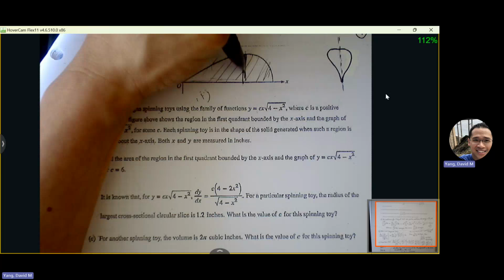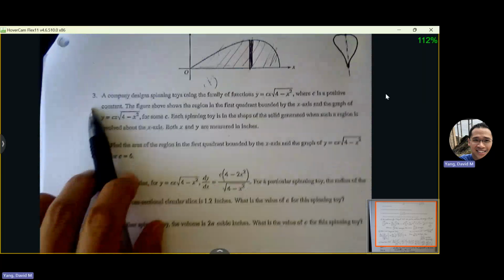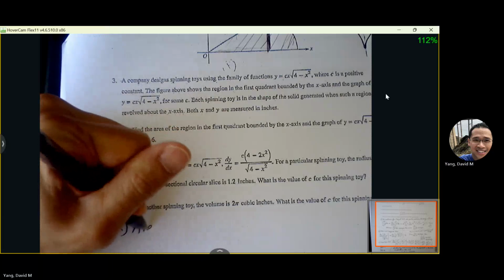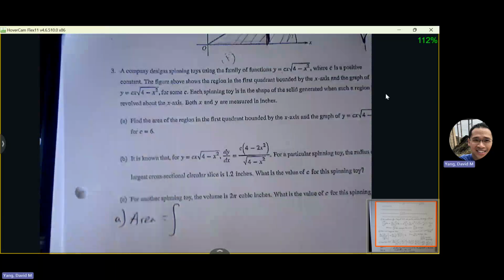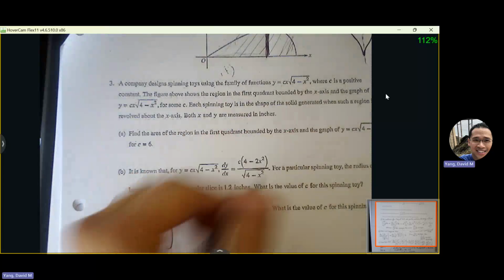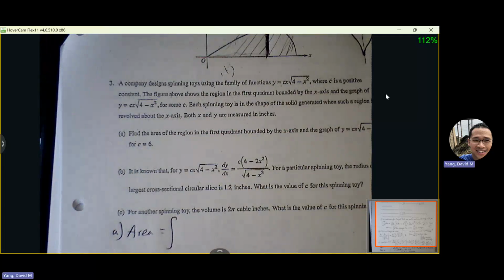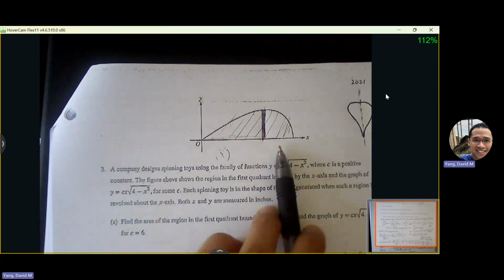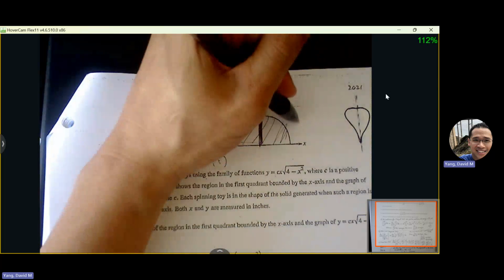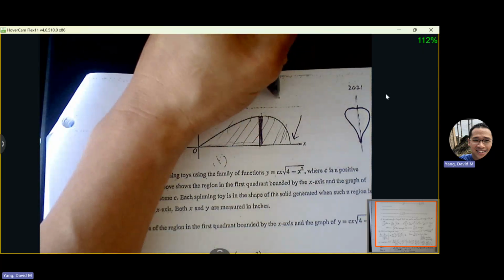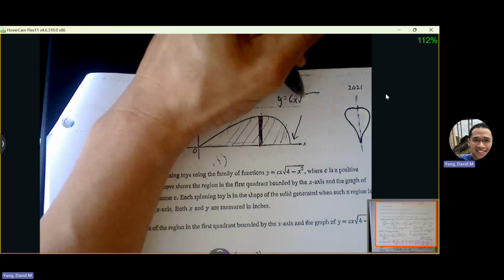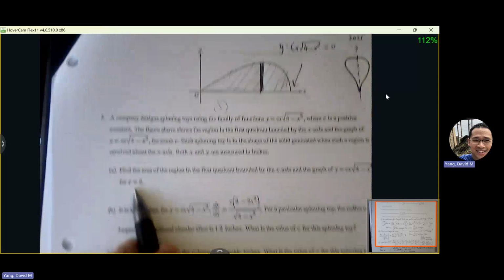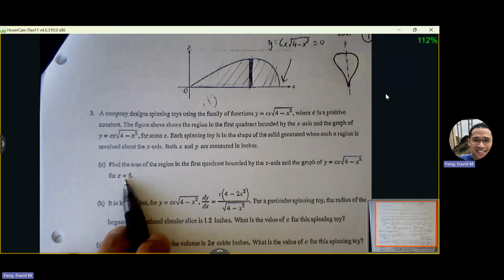And again, this is number 3 now. Number 3 is non-calculator, so we want to do all this work without a calculator. So area is the definite integral from a to b of top minus bottom. So what are our a and b values? It's going to be wherever this x-intercept is. So this x-intercept is where 6x root 4 minus x squared is equal to 0. And the reason that we can say 6 in this moment is because for this particular problem, they're telling us the c value is 6.